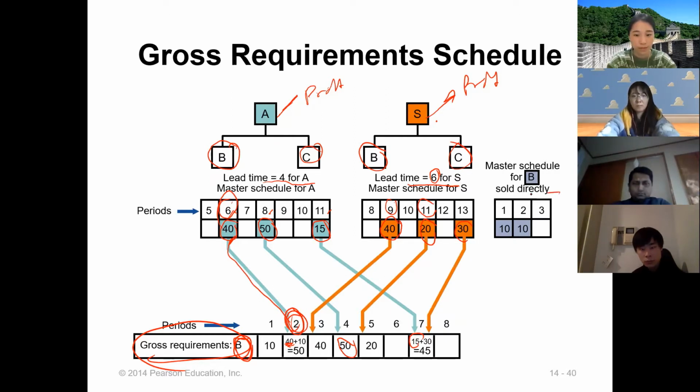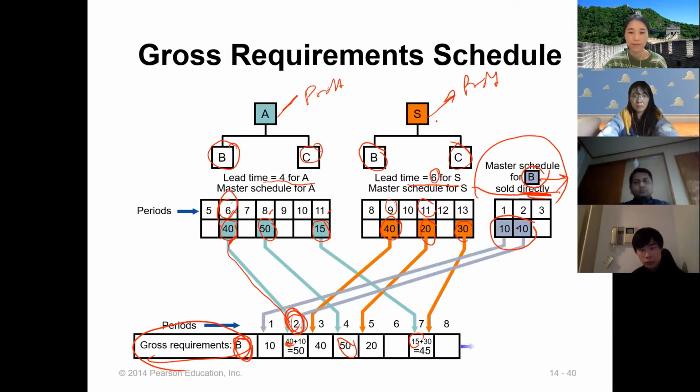Another thing is this. This is the item which is actually sold directly. So this is also required, but it is sold directly. That means this is a part, sub-assembly or component. So that's why you have this plus 10 here. So week 1 you need 10 here. So week 2 you need 10. So 40 plus 10 is 50 at week 2.